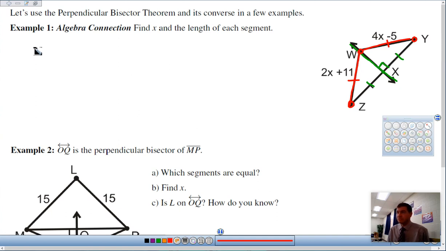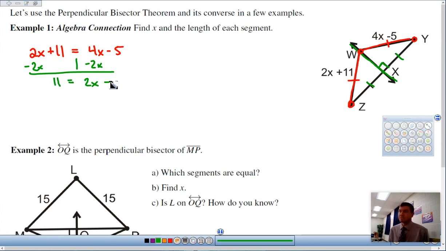So now we can just do 2x plus 11 equals 4x minus 5. We solve this by subtracting 2x. 11 equals 2x minus 5. Add. Divide. We get x equals 8. X equals 8.